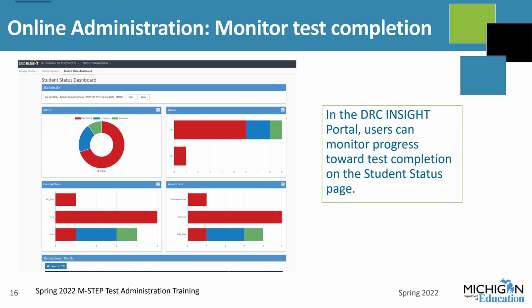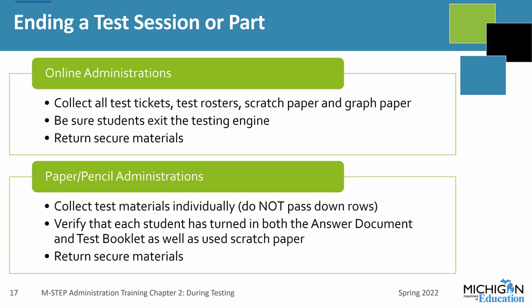Assessment coordinators must make sure that all students who are expected to test are pre-ID'd in the secure site and assigned to all of the appropriate test sessions, either through the secure site or in the DRC Insight portal. When ending a test session for an online administration, all test tickets, test rosters, scratch paper, and graph paper, if used, must be collected to be securely destroyed. Test administrators should also be sure that students exit the testing engine.